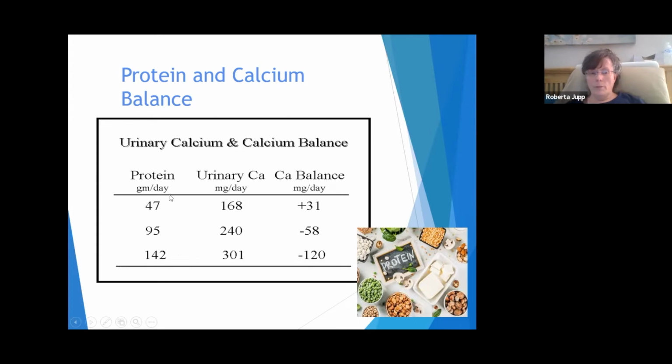You can keep track of your protein, especially if you're using MyFitnessPal or some kind of computer program or app to track your carbs. You can also track your protein just to see how much protein you're getting. And we'll talk about the type of protein too. So are there any questions about this slide?